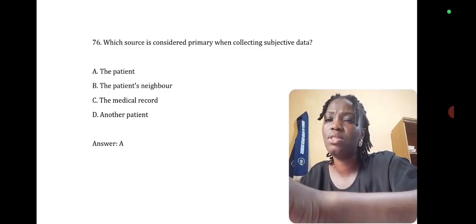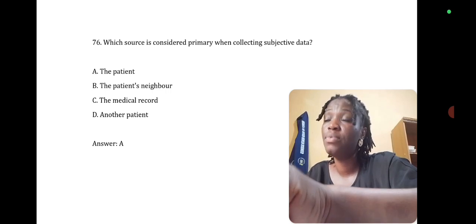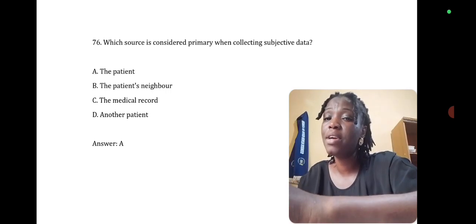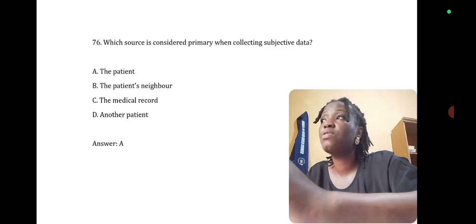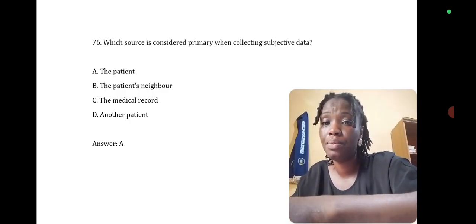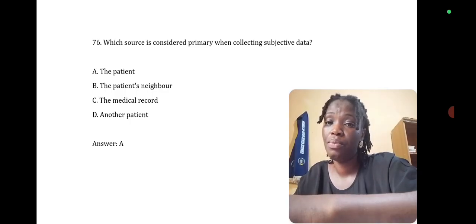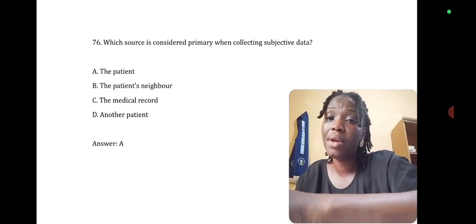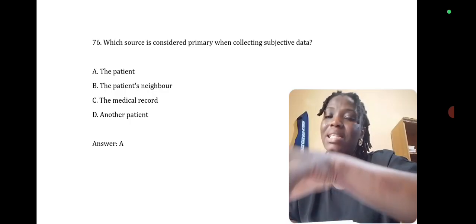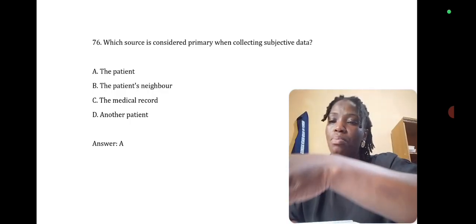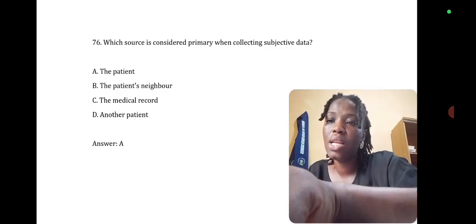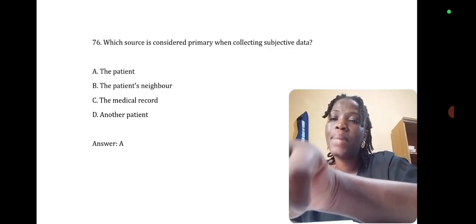76. Which source is considered primary when collecting subjective data? When I started, I said subjective data could be primary, could be secondary. Primary is from the patients. Secondary is from maybe a relation or their neighbor, somebody that came with them, that knows this patient. Primary is the patient. Secondary is the patient's relative, patient's neighbor, etc. That's the secondary. So they said, what source is considered primary?